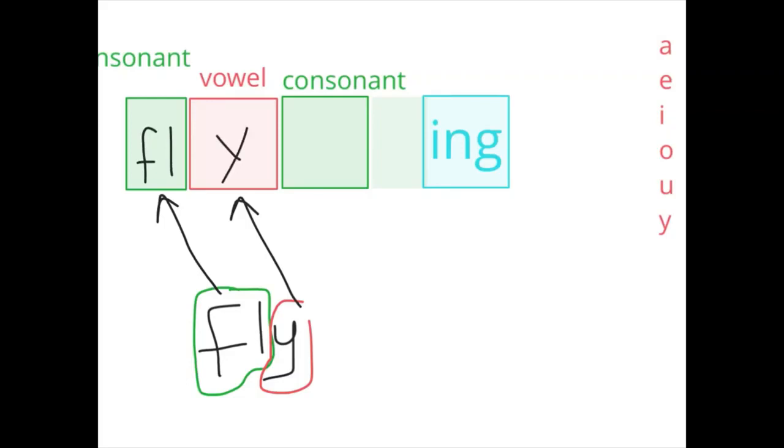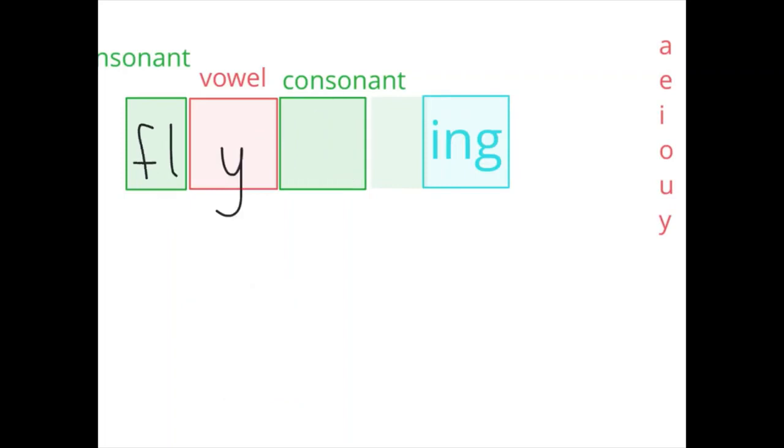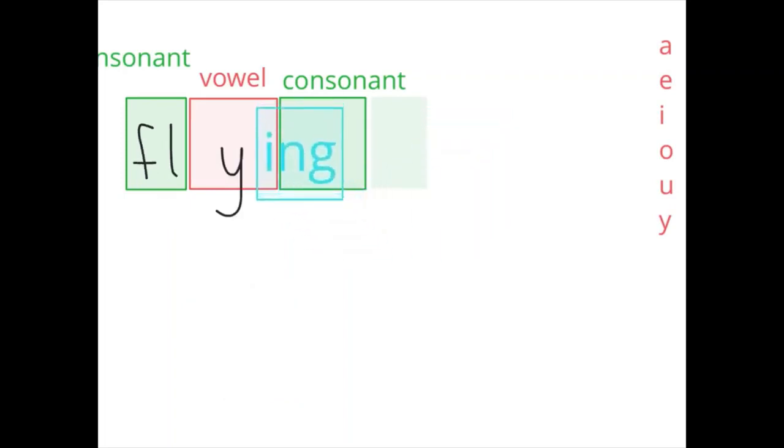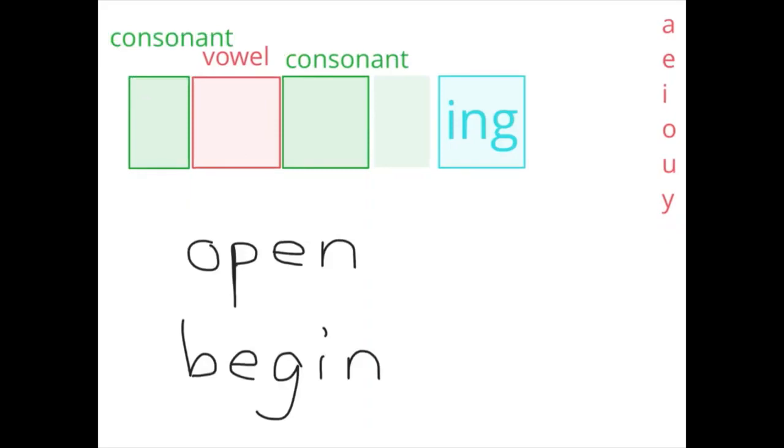Well, guess what? There's nothing in this box right here. There's nothing to double. So all we will do is add ing. So we will just add ing, flying. So these are some examples with one-syllable words. Let's look at a word that has more than one syllable. We are going to look at these two words, open and begin.